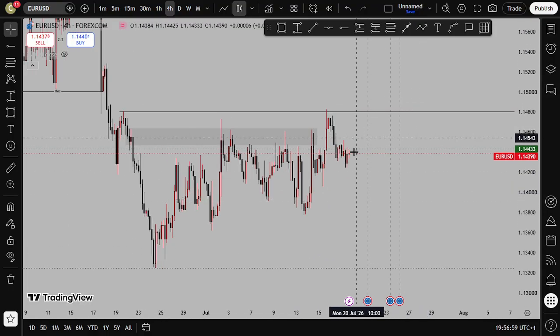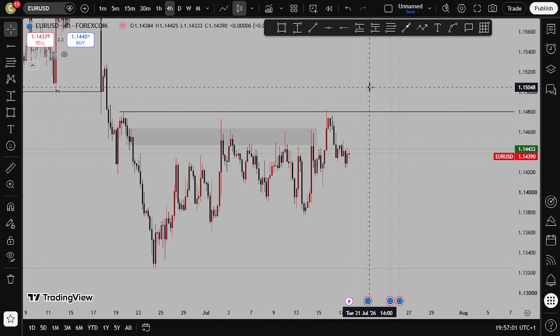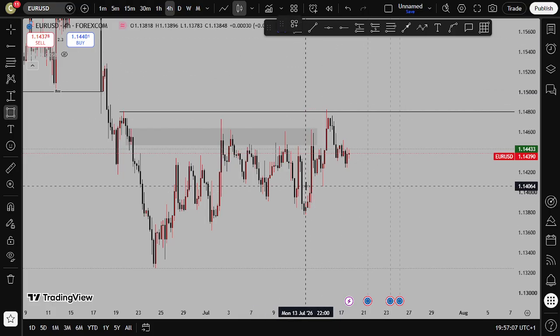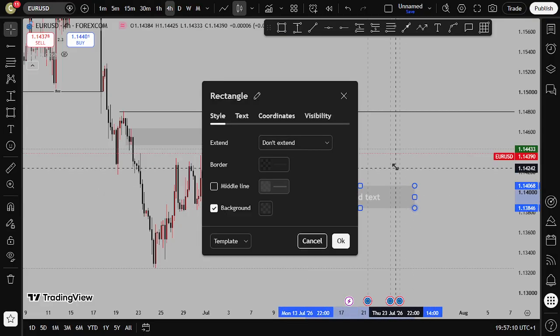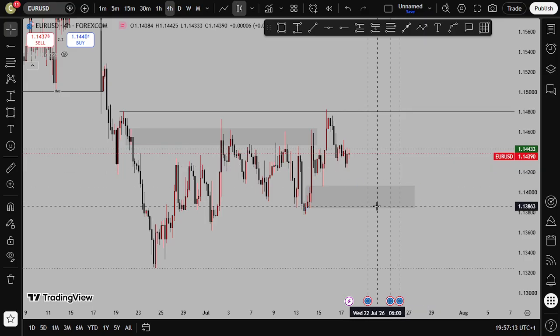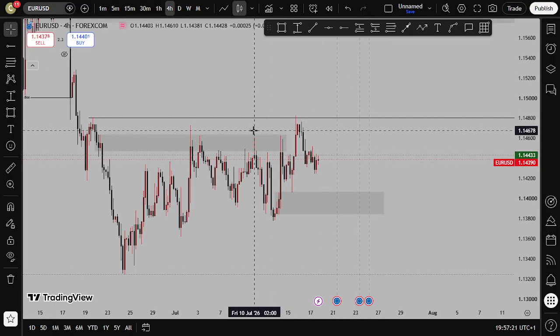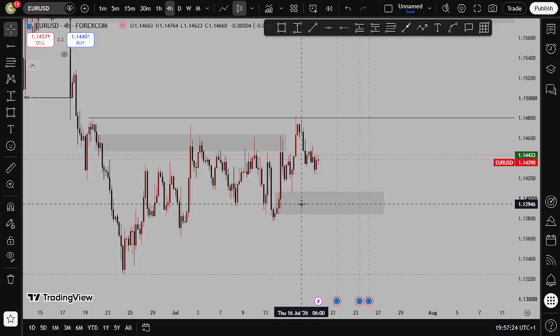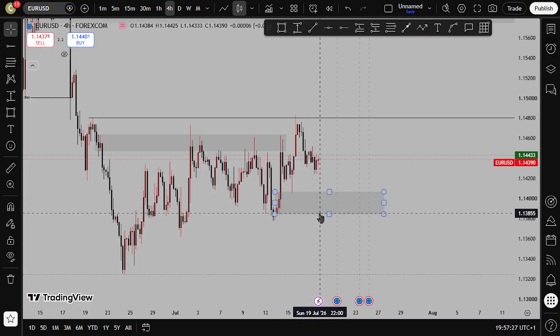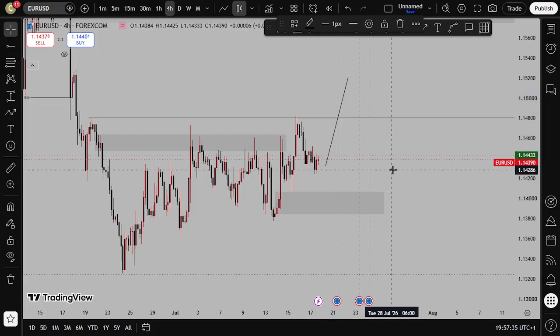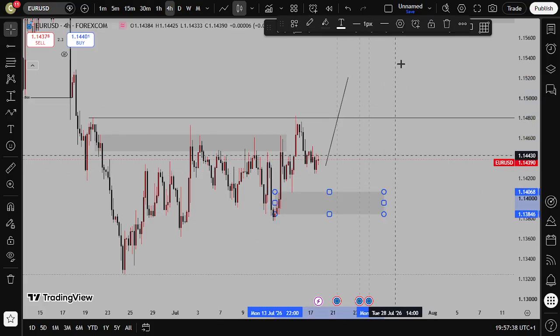For price to continue, I'll expect the market to close above this line, or I'm waiting for a reaction around this level. Some reaction around this zone will signify that we are going up. But for now, buying EURUSD is quite risky. I would expect price to close above this line before I can take any buy on EURUSD.